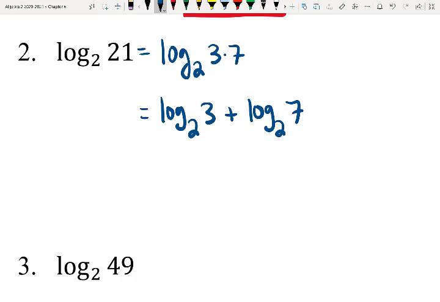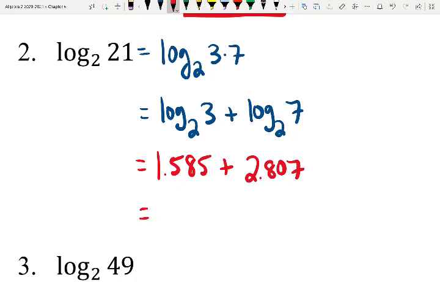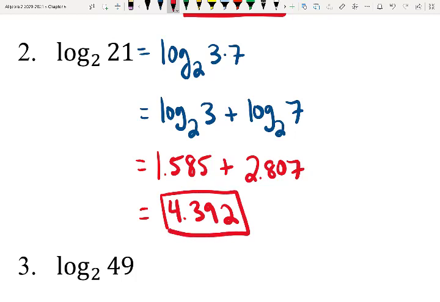So now that we have that expanded out, we have everything in terms of log base 2 of 3 and log base 2 of 7. So I'm just going to do that substitution again. 1.585 was log base 2 of 3. Log base 2 of 7 was 2.807. So I just add those two together. We get 4.392. That's log base 2 of 21, approximately.